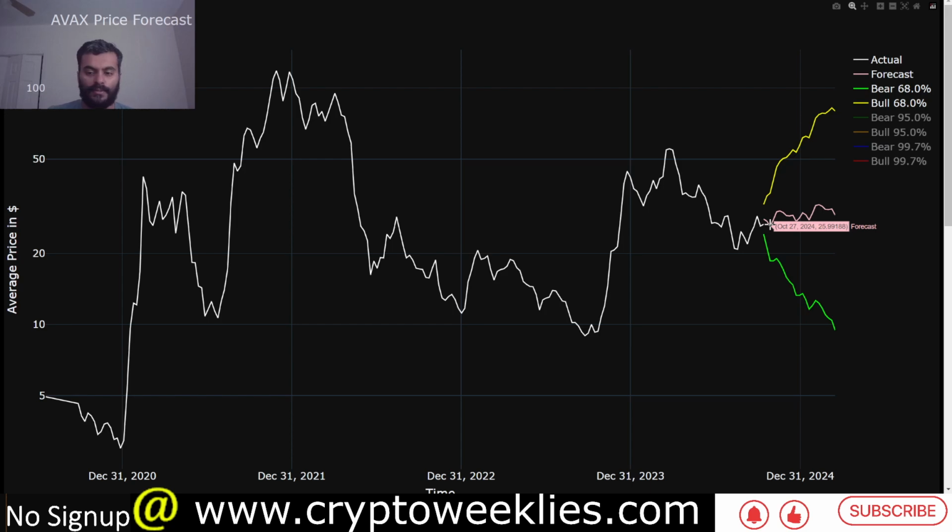There are three scenarios. The base case is in pink, the bull case is in yellow, the bear case is in green. The base case is between $26 and $32 between now and the middle of March of 2025, and the bull case is between $32 all the way to about $82 during the same time frame, and the bear case is between $10 and $24.